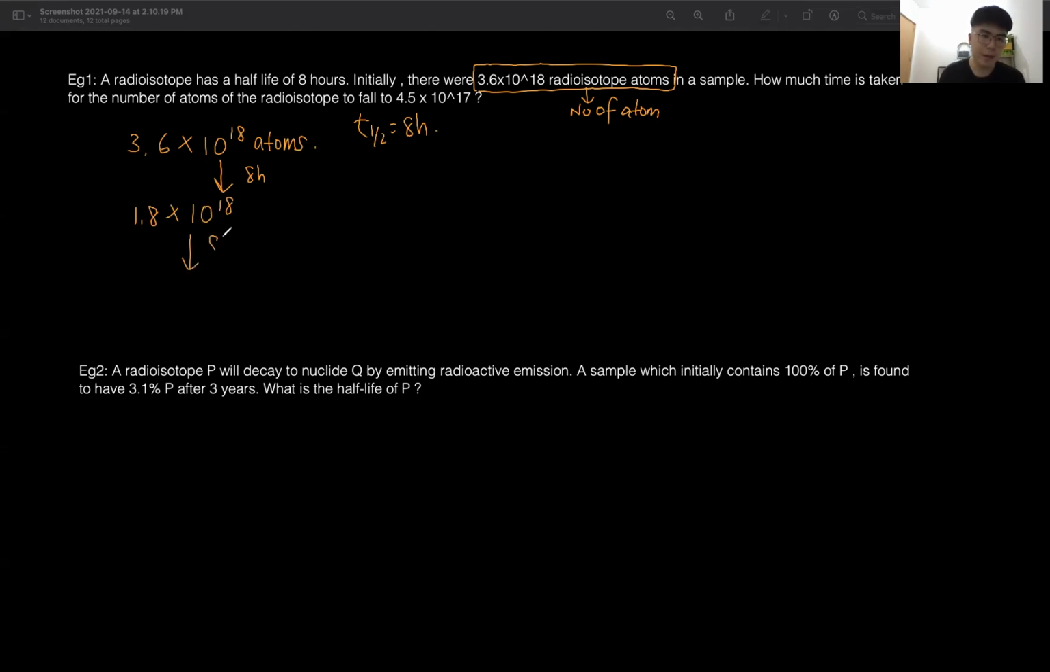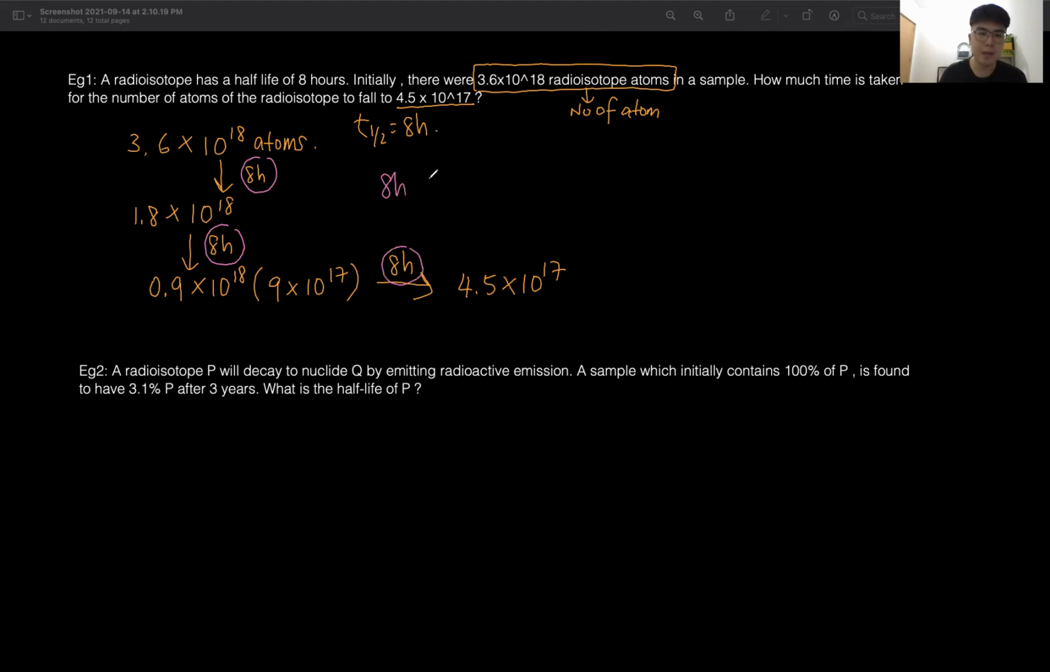Then you do another arrow. After 8 hours, it becomes half of this again, 0.9 times 10 to the power of 18. I can write this as 9 times 10 to the 17, just to put it in standard form. Now, to continue, I draw another arrow, 8 hours, half of this, 9 divided by 2, we get 4.5 times 10 to the power of 17. Do we stop here? Yes, because the question wants only 4.5 times 10 to the 17.